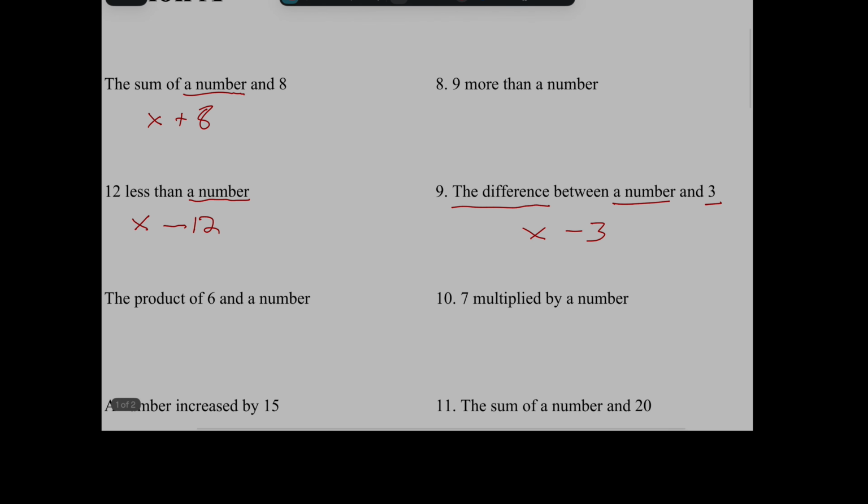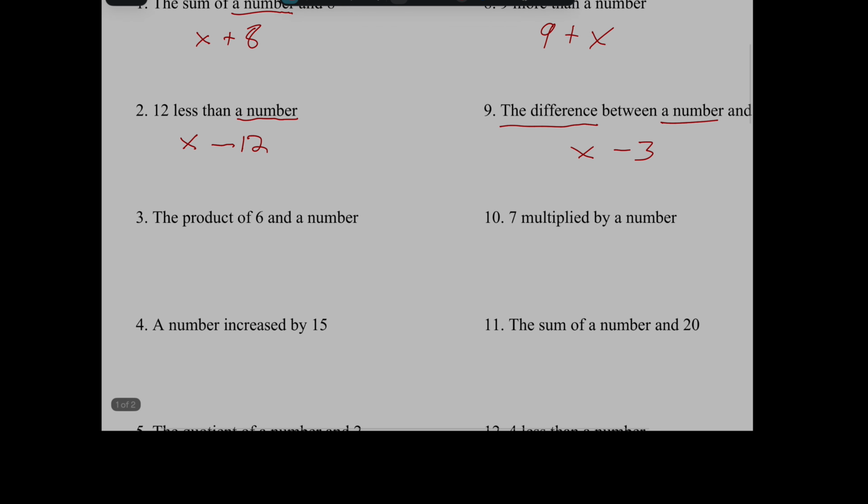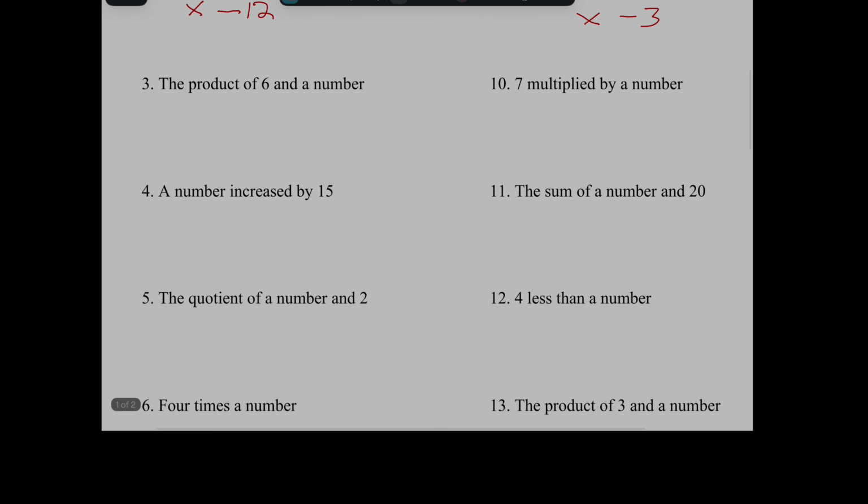Well, let's knock this one out since we're here. 9 more than a number. Well, more is plus, 9 more than a number. If you wrote X plus 9, it doesn't matter because commutative property, right? The product of 6 and a number. Product means times. These are the 3 things you need to know. 6x.